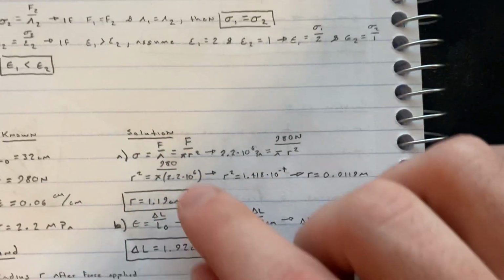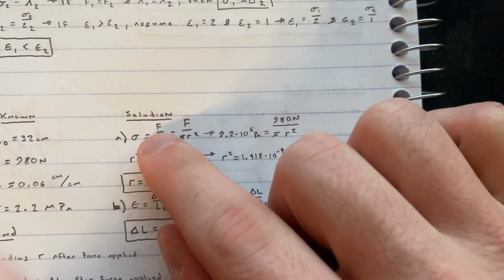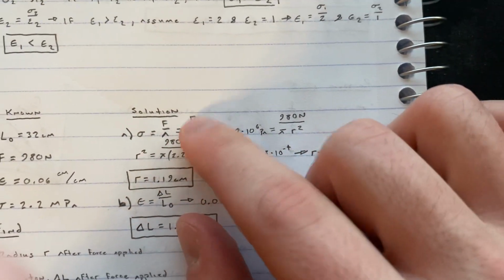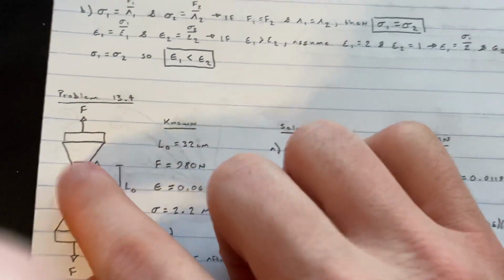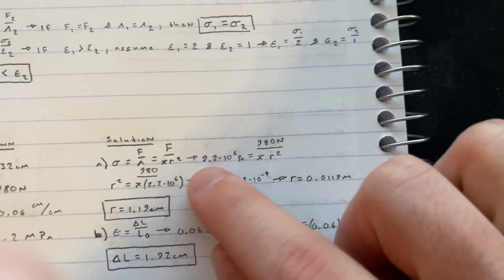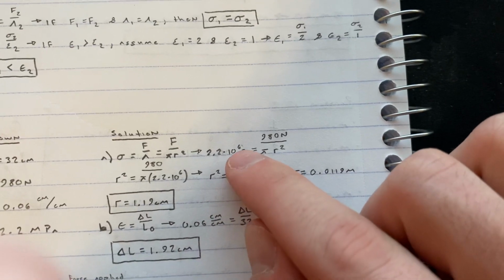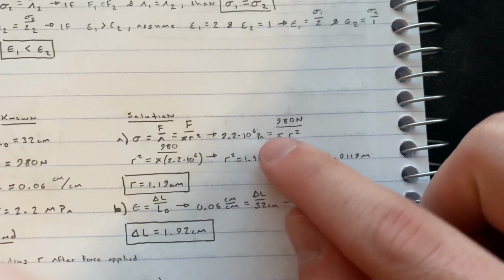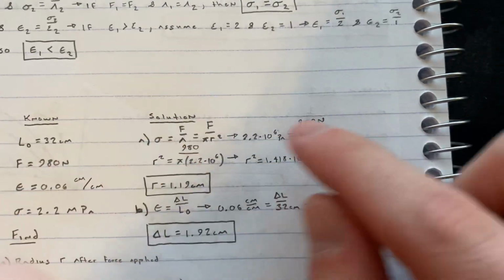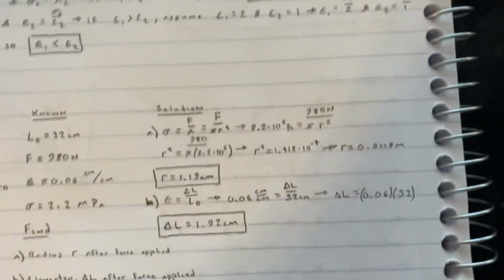So to find the radius, we know that stress is equal to force over area. So we can say force over pi r squared, because that's the cross-sectional area of a cylinder. So we have that 2.2 times 10 to the 6 pascals, which is from here 2.2 megapascals, is equal to 980 newtons, which is our given force, over pi r squared.